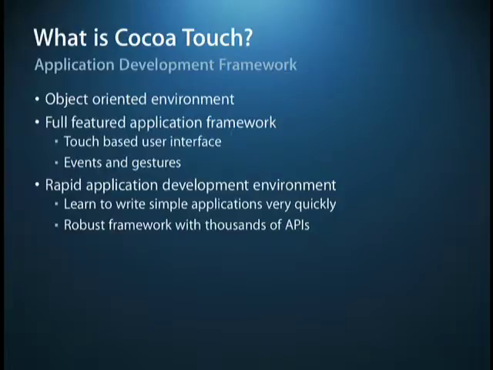Because the object-oriented framework provides a wealth of base behaviors, it allows you to very quickly come up to speed and write simple applications. But at the same time, there are literally thousands of APIs you can use to create almost any application you can think of. The Cocoa Touch framework APIs are written in a modern, object-oriented C-based language called Objective-C. If you're not familiar with Objective-C yet, let me give you a quick overview.